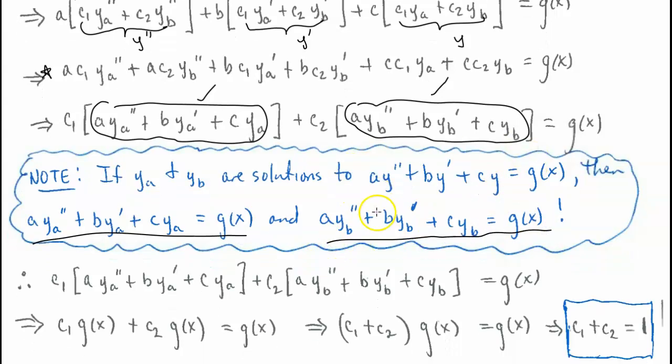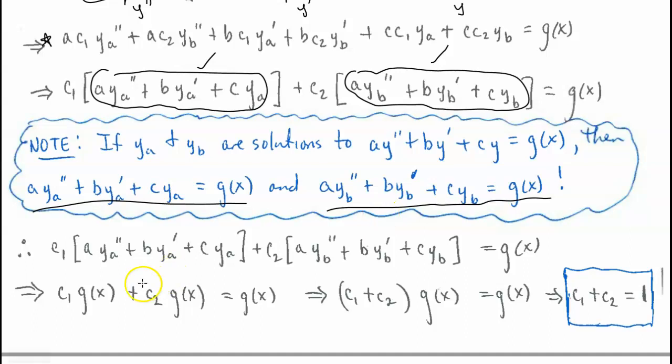So now that I know that both of those have to equal g of x, all this is g of x, all this is g of x. So I just have c1 times g of x plus c2 times g of x, which ends up being g of x times the sum of c1 and c2. And of course, what that tells me is that c1 plus c2 must equal 1.